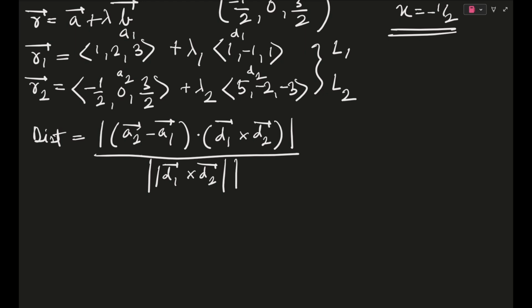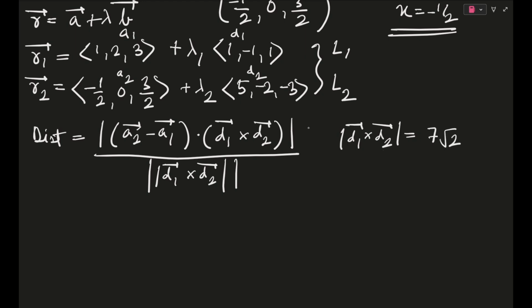Or I'm sorry, not modulus of mod, I should say mod d1 cross d2 whole modulus. Yeah, that is more appropriate. So guys, I am not calculating this. I will tell you the values anyways. This mod d1 cross d2 thing would come out to be equal to, I guess, 7 root 2.